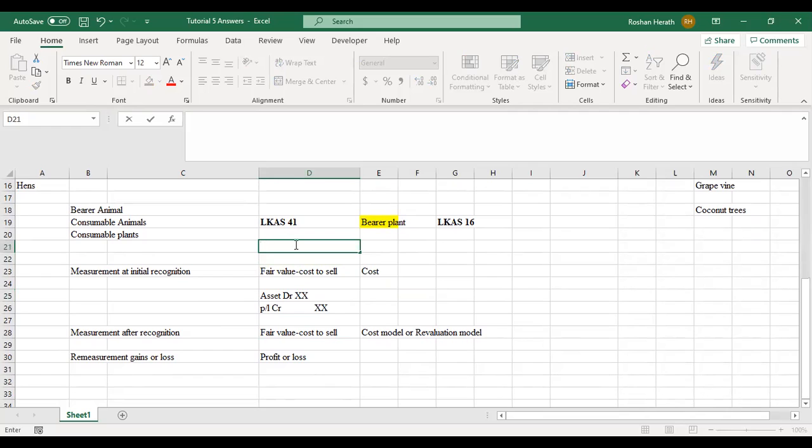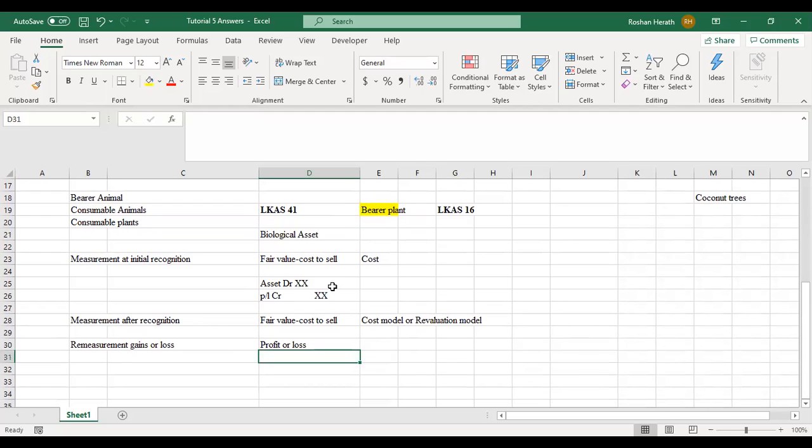So that is how the biological asset gets its treatment. So initially we recognize at fair value less cost to sell. And at each reporting date we are going to take them at fair value less cost to sell, right? And the remeasurement gains and losses would also go to the P&L.